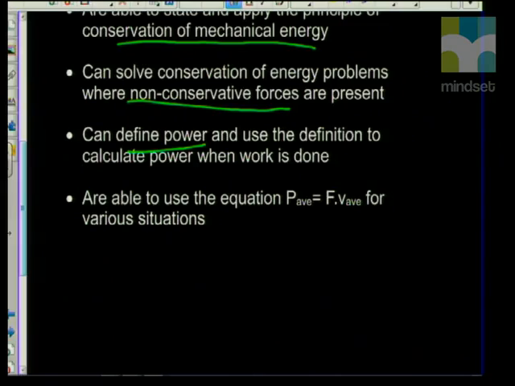So define power. You need to be able to calculate power when work is done, and you also need to be aware of this equation, that the average power is equal to the force times the average velocity. This is particularly used when we're pumping things or things are moving, usually at a constant velocity. It's not the only formula, but you do need to know when to use it. Don't just use it at any odd stage.